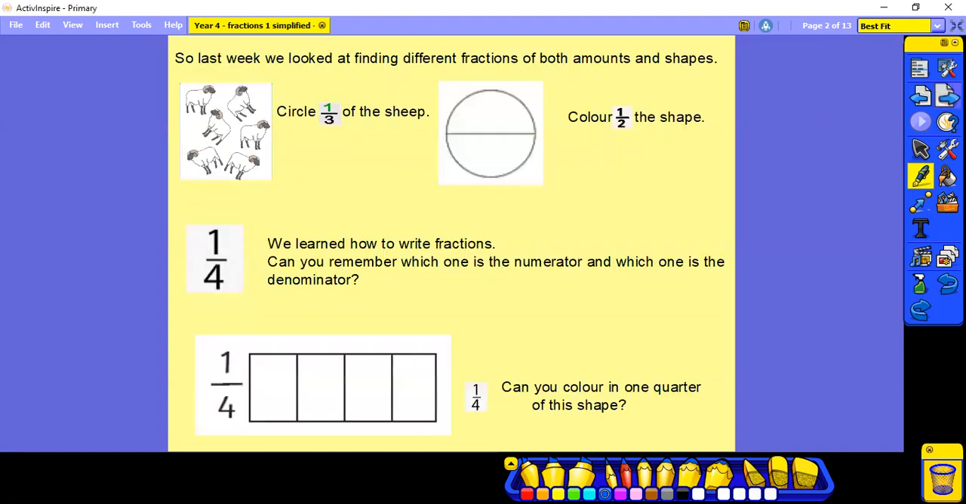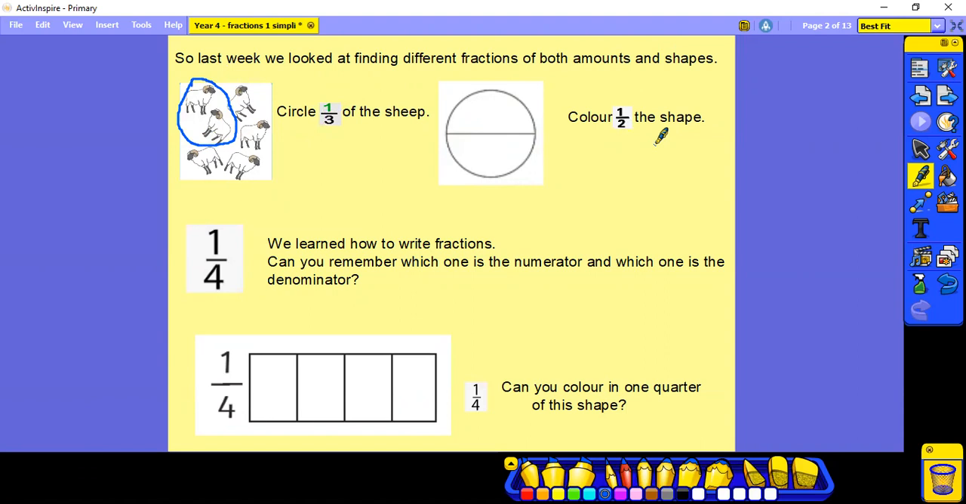So last week we looked at finding different fractions of both amounts and shapes. So here it says circle a third of the sheep. Pause whilst you have a go. So let's have a look. How many sheep were there in total? There were 1, 2, 3, 4, 5, 6. We needed to share them into 3 groups. So let's have a look. A third will be 2 of those sheep.